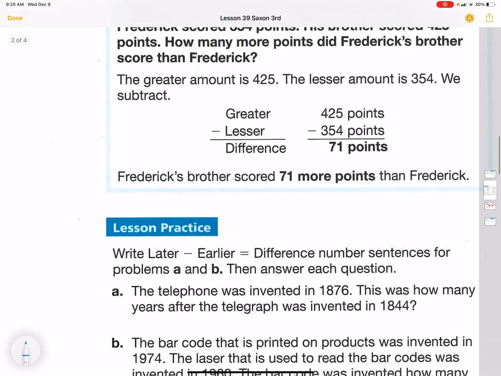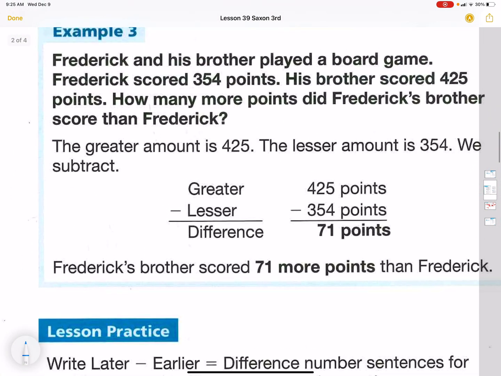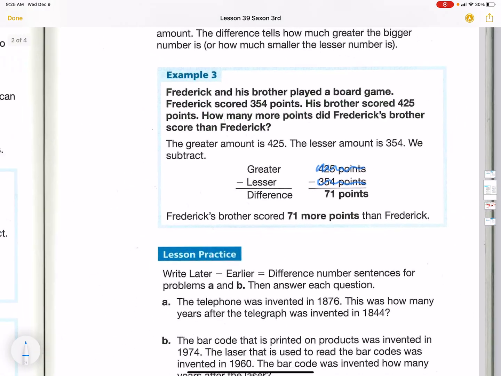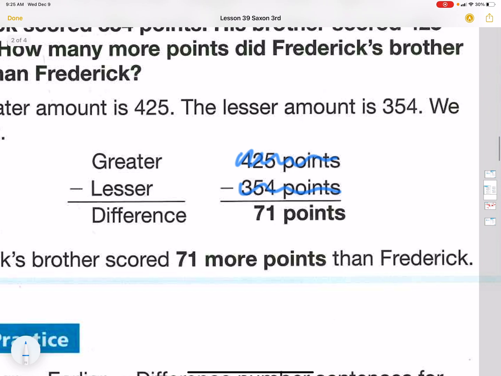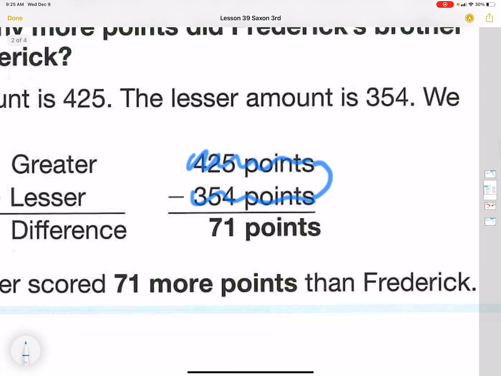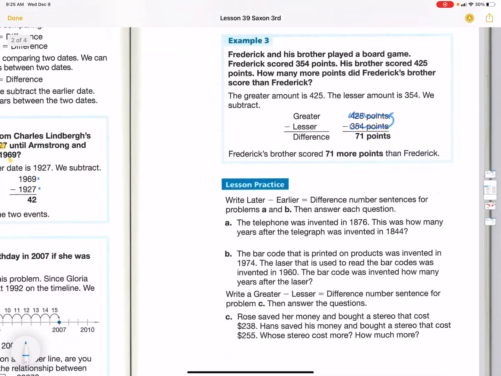Let's see. Frederick and his brother played a board game. Frederick scored 354 points. His brother scored 425. How many more did Frederick's brother score than Frederick? So the difference, that's what we're finding. So you just take 425 minus 354 and you get 71. The main mistake that could happen today is putting the smaller number on top instead of the larger or greater number. Be sure not to do that.